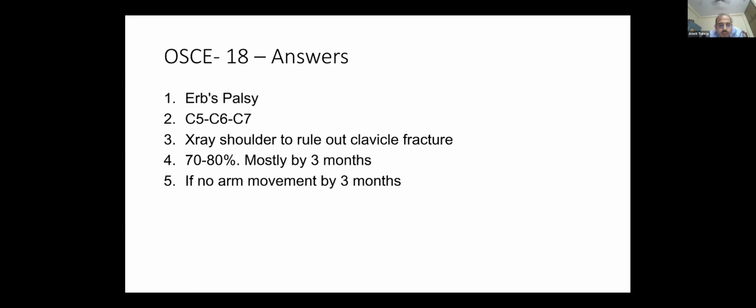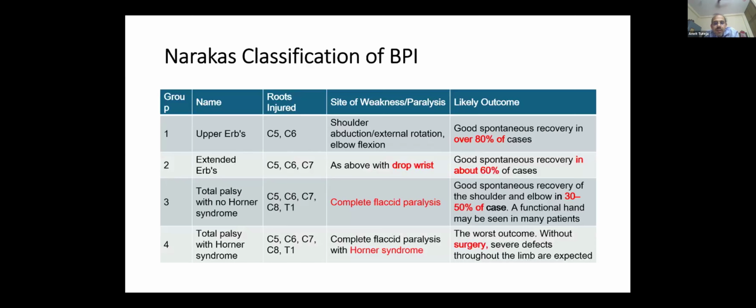Most cases recover by 3 months, 70 to 80%, not 100%. And for surgery, mostly some improvement will be noted by 3 months. So beyond 3 months, if there is no improvement, then surgery is considered. 1 year will be a little late. Now these days they are actively intervening early. So one classification is there based on which we can classify how many nerve roots are involved.